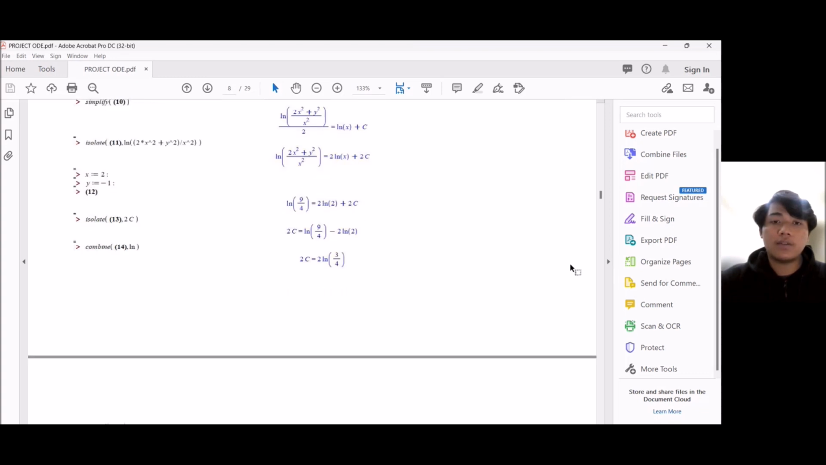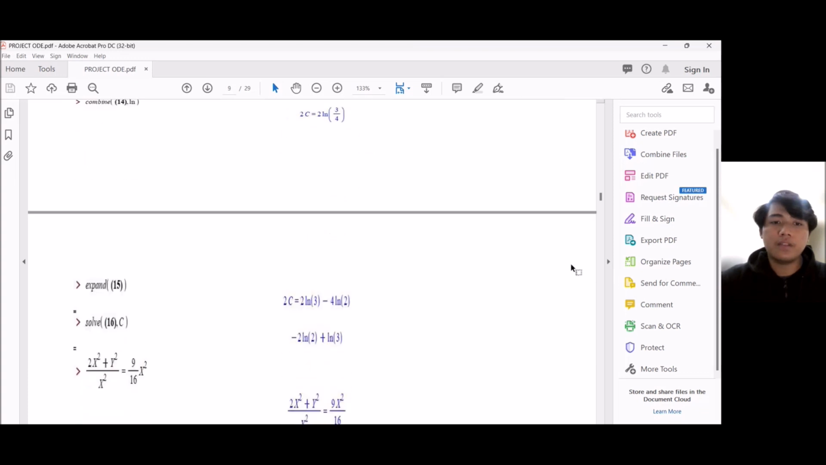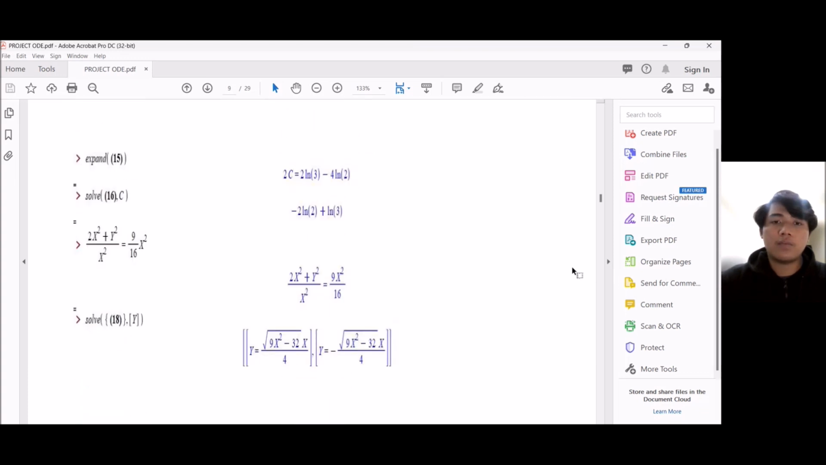Next, I substitute the values x equal to 2 and y equal to -1. So it will be ln 9/4 equal to 2 ln 2 plus 2c. After that, I combine the equation, so it will be 2c equal to 2 ln 3/4. After I solve it, it will be ln 3 minus 2 ln 2.